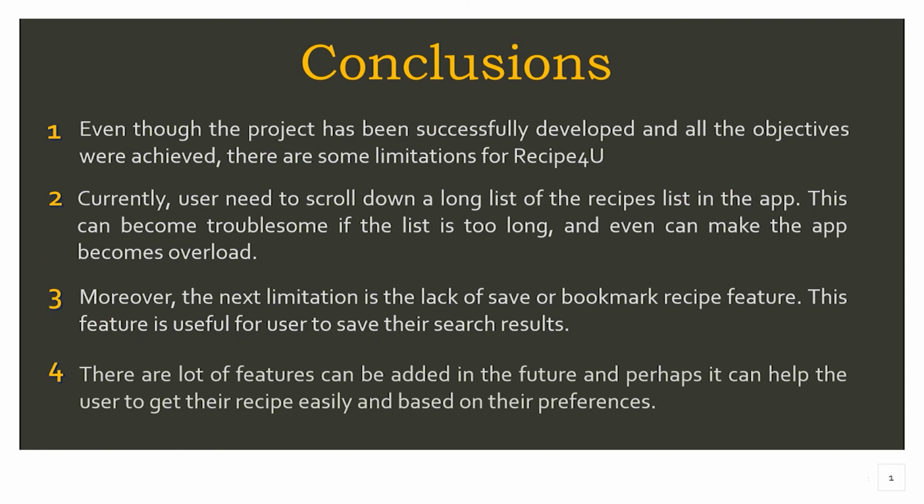As for the conclusion, even though the project has been successfully developed and all the objectives were achieved, there are some limitations for Recipe for You. Currently, users need to scroll down a long list of recipes in the app. This can become troublesome if the list is too long and can even make the app become overloaded. Moreover, the next limitation is the lack of a save or bookmark recipe feature. This feature is useful for users to save their search results.